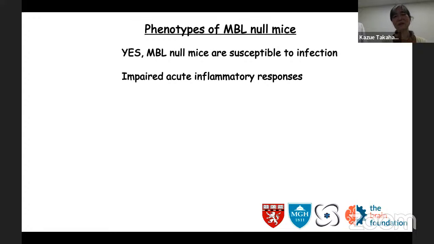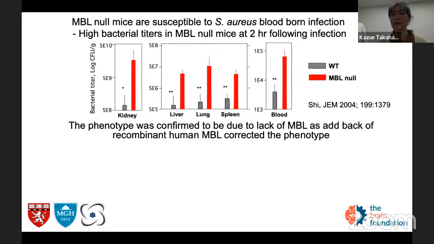Okay. And so the first phenotypes we expected: yes, Mbl null mice are susceptible to infection and have impaired acute inflammatory responses. So I would like to share two cases. One, Staph aureus blood-borne infection. So we inoculated mice with staph intravenously, with red columns for Mbl null and gray for wild type. So this data is bacterial titer 2 hours post inoculation. You can see at least 1 order of magnitude more bacterial titer in Mbl knockout mice compared to wild type mice.